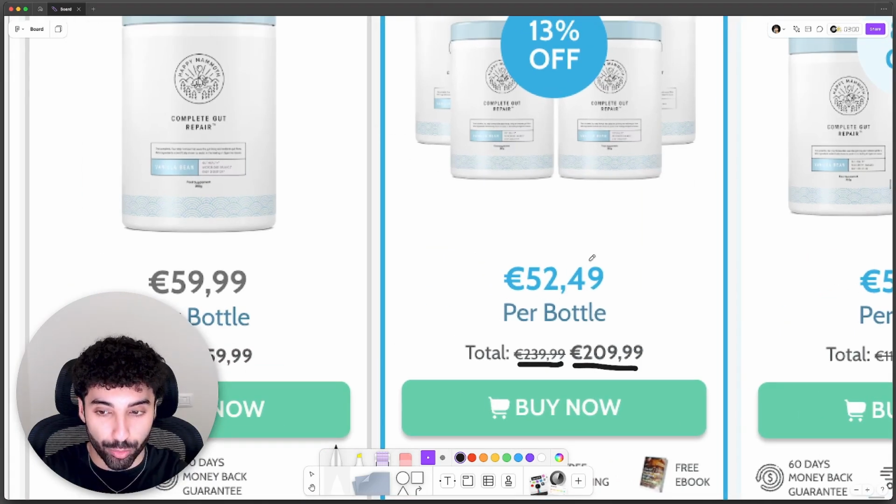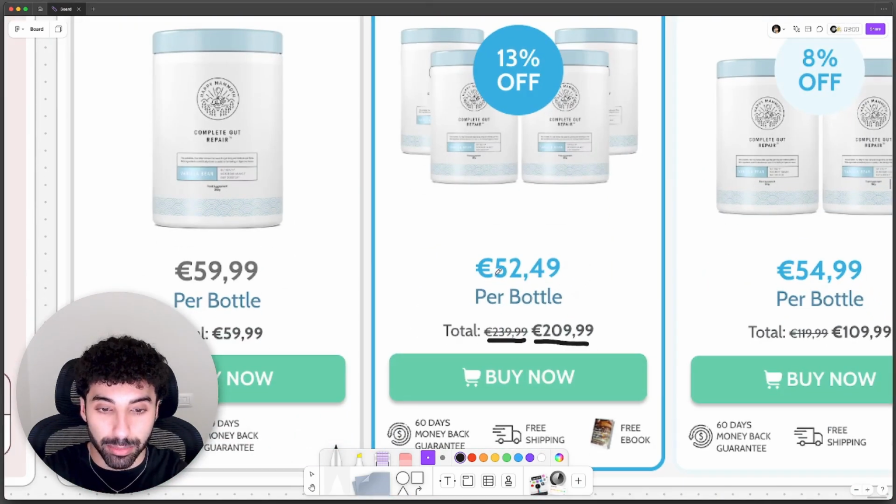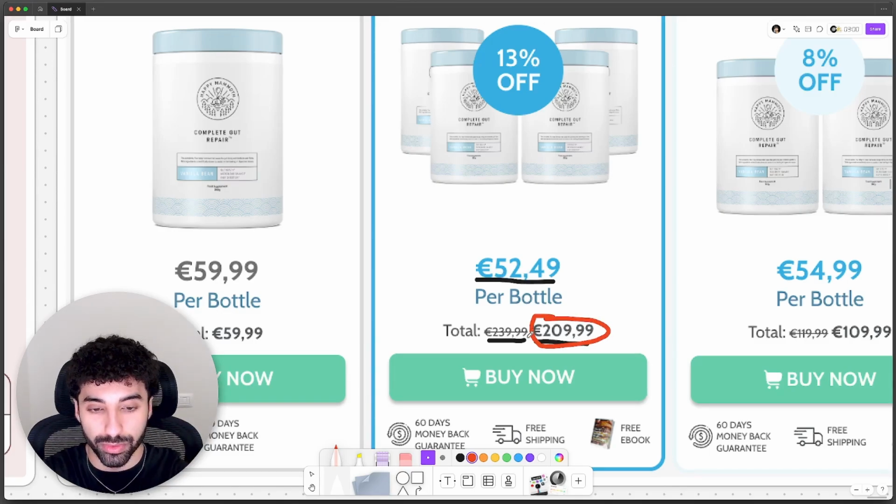The other example of price anchoring they're using here is the price per bottle. So you may look at the pricing here and see 240 euros, 210 euros, and think that's a lot. But when you price anchor it to just 52 euros per bottle, which is a fourth, even if it doesn't really make sense in a rational way, because everyone is still paying the total amount here. You're not paying 52 euros, you're paying 210. But from a mental point of view, from an unconscious point of view, it just makes sense, and it gives you a boost.